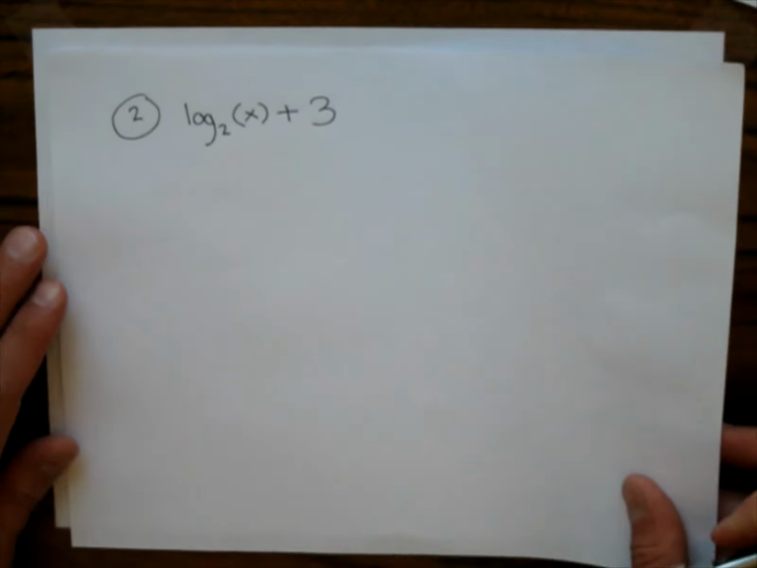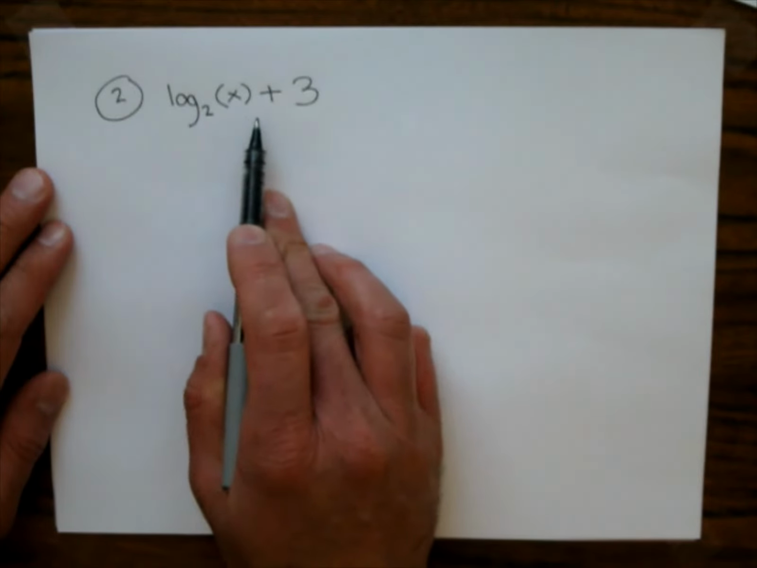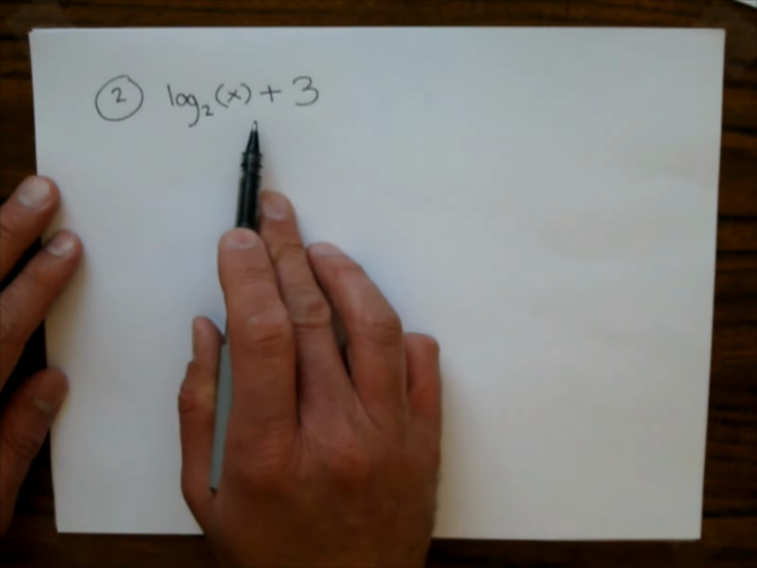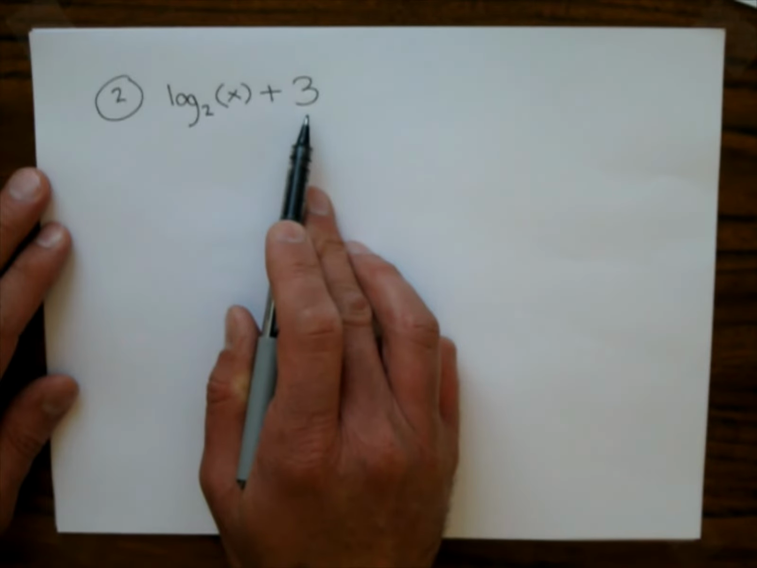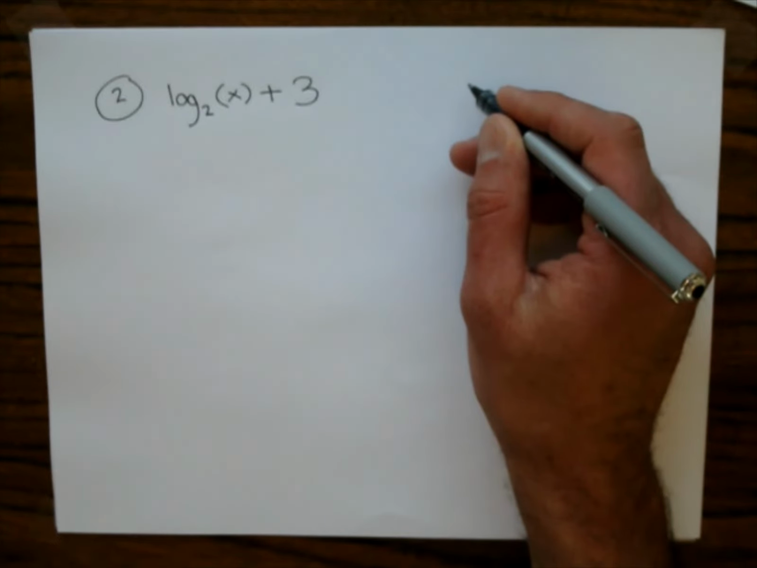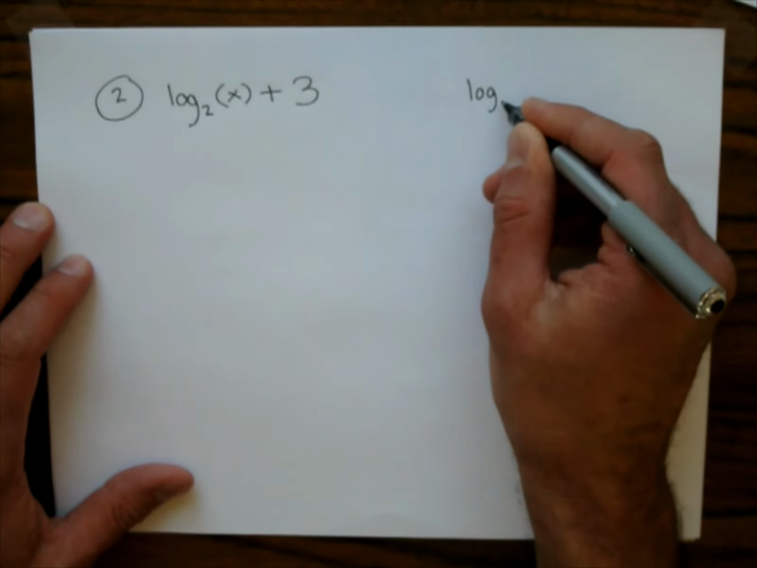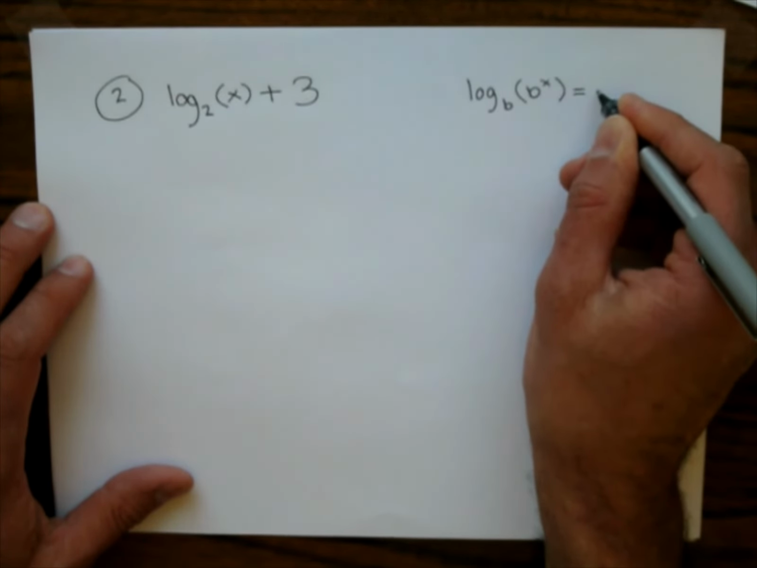Let's do a challenging one now. Here's the challenging one. Write the expression as a single logarithm. So we might think to ourselves, we can't do that because this 3 is not a logarithm itself. The 3 is just a number. Let's go ahead and talk about property. Which property should we use? How about property 3? Property 3 says log base b to the x equals x.